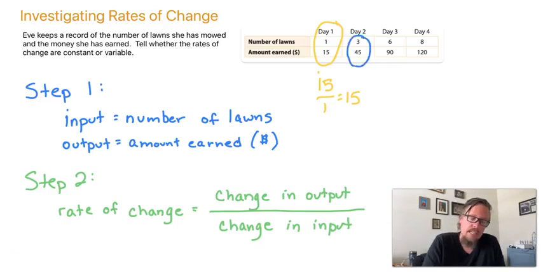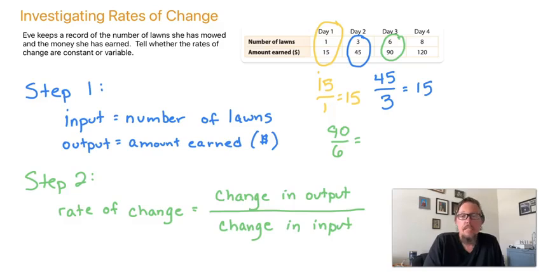So let's take a look at day 2. The output is 45. The input is 3, and 45 divided by 3 is 15. All right, so far so good. Let's take a look at day 3. Day 3 is 90 and 6, so $90 for mowing 6 yards, and 90 divided by 6 is 15. All right, here's where we see if it's constant or variable.